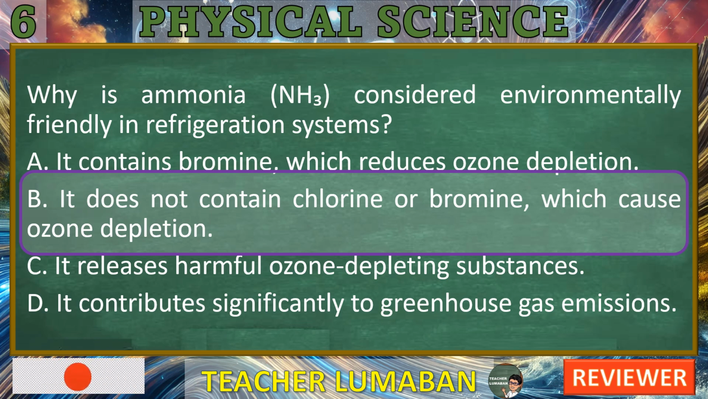C. It releases harmful ozone-depleting substances. This is false. Ammonia does not release any ozone-depleting substances, which is why it has an ozone depletion potential, ODP, of 0. D. It contributes significantly to greenhouse gas emissions. This is also false. Ammonia is not considered a significant contributor to greenhouse gas emissions compared to synthetic refrigerants like hydrofluorocarbons, HFCs. In summary, ammonia is considered environmentally friendly because it does not contain chlorine or bromine, which are responsible for ozone depletion, and it has zero ozone depletion potential, ODP.